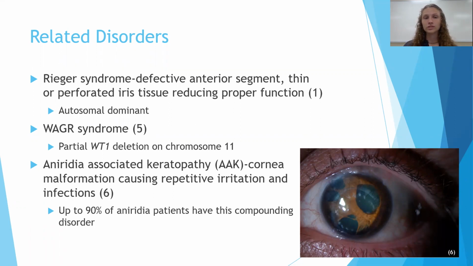And it results from partial deletion of the WT1 gene on chromosome 11. This affects multiple organ systems, not just the eye, making it a very severe syndrome. AAK is a cornea malformation causing repetitive irritation and infections, which is riskier to the patient and more difficult to treat. And studies show that up to 90% of aniridia patients have this compounding disorder affecting their treatment.